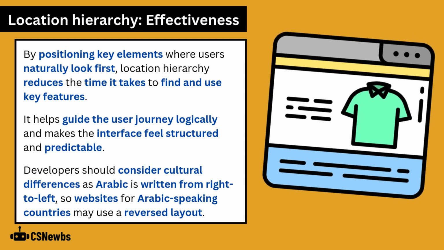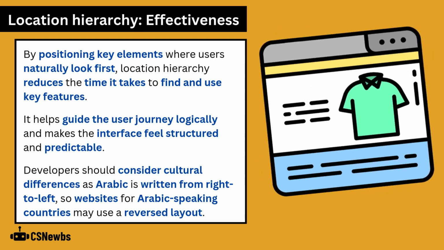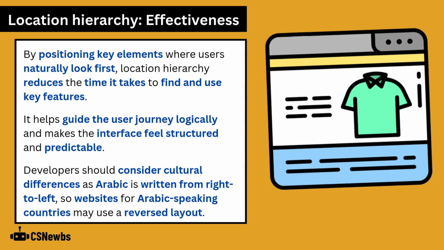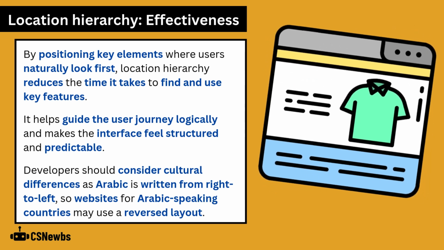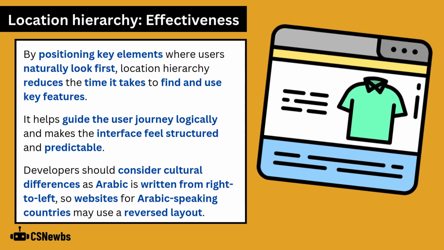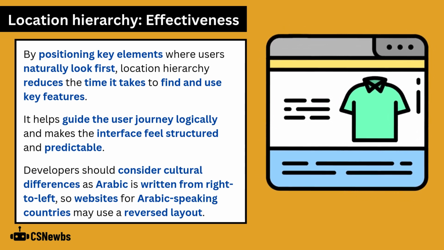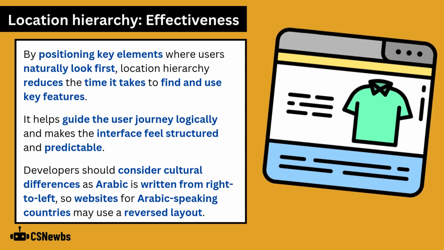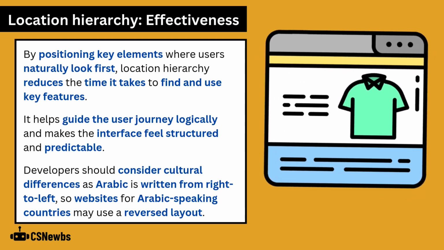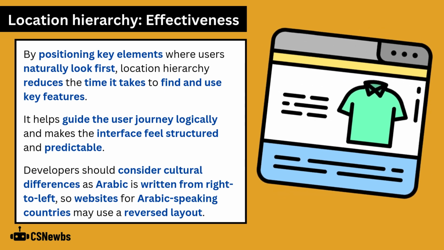By positioning key elements where users naturally look first, location hierarchy reduces the time it takes to find and use key features. It helps guide the user journey logically and makes the interface feel structured and predictable. Developers should consider cultural differences. For example, Arabic is written from right to left, so websites for Arabic-speaking countries may use a reversed layout.